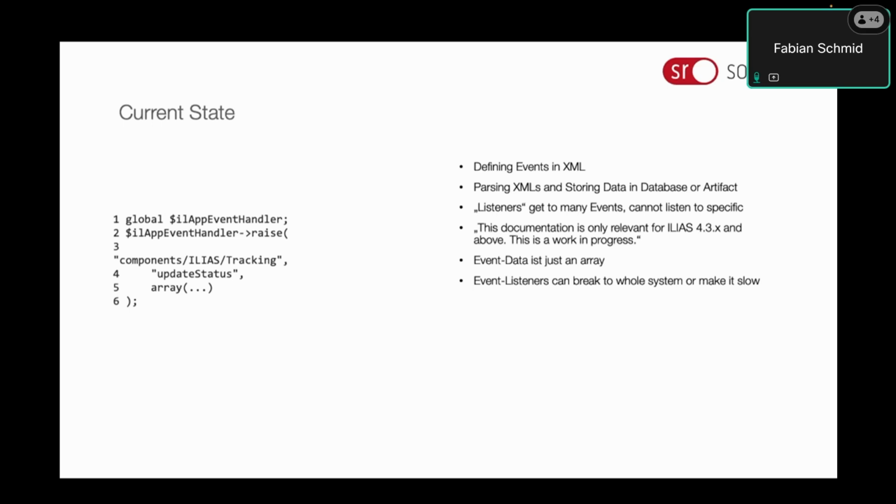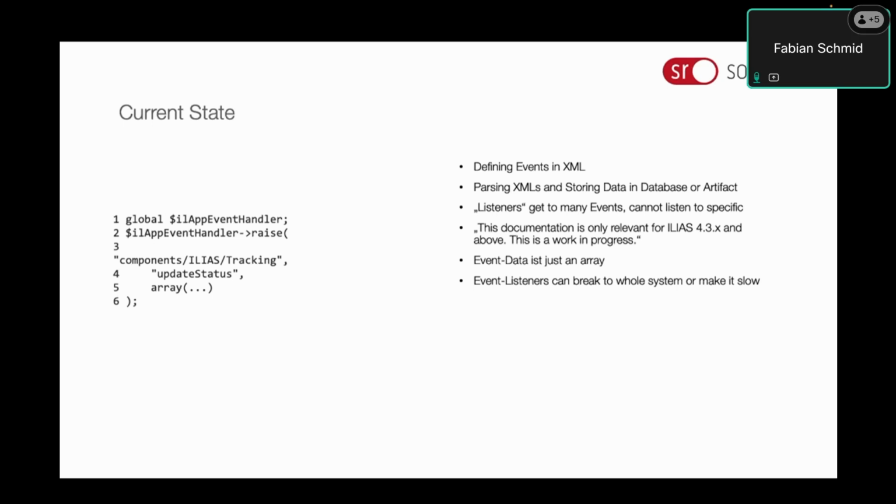The documentation I found is from ILIAS 4.3. It's, as I said, already quite old, and this documentation still contains the phrase "this is work in progress." Nothing happened since ILIAS 4.3, so we want to tackle this and make it a real event system.